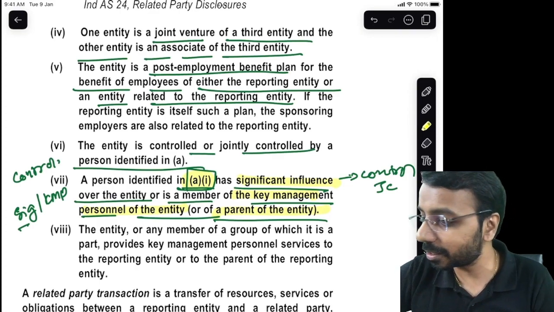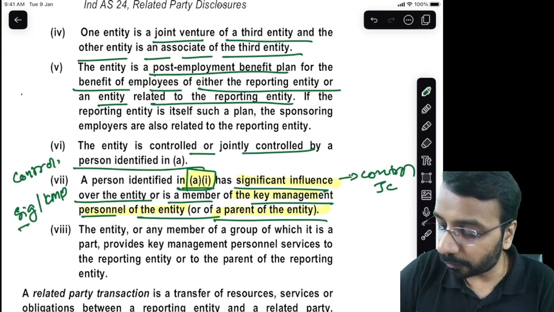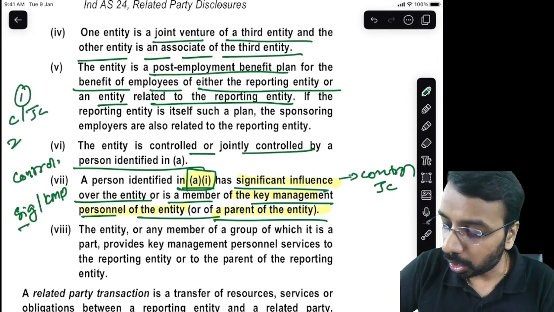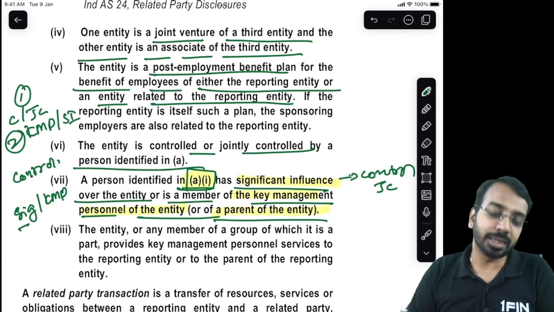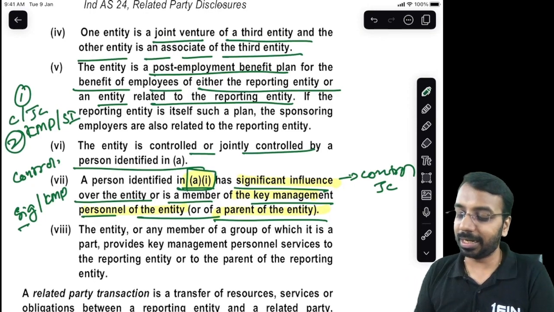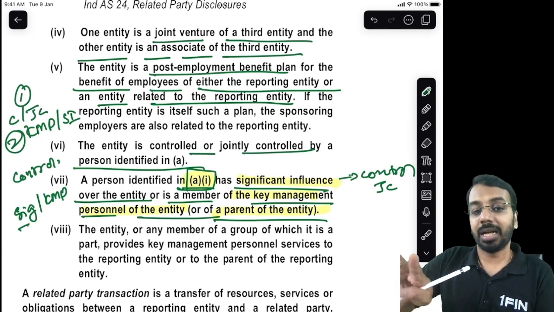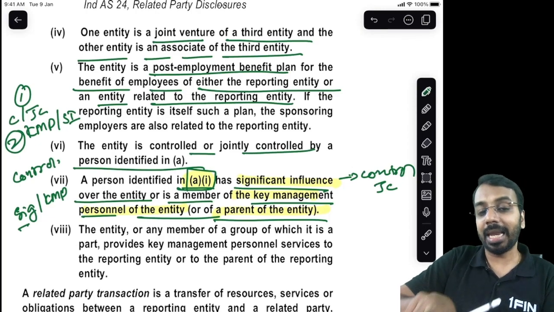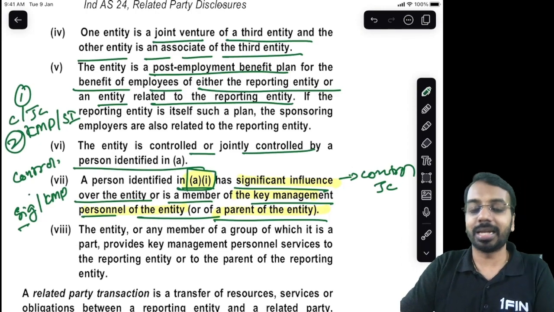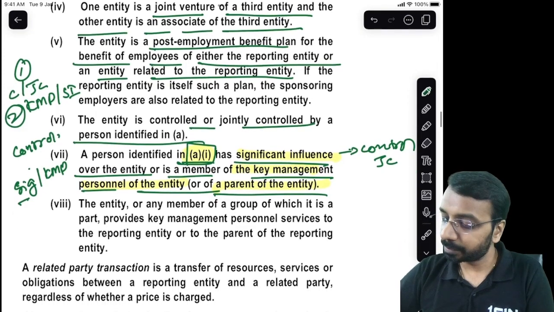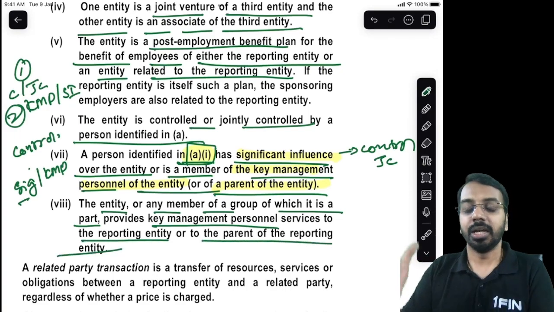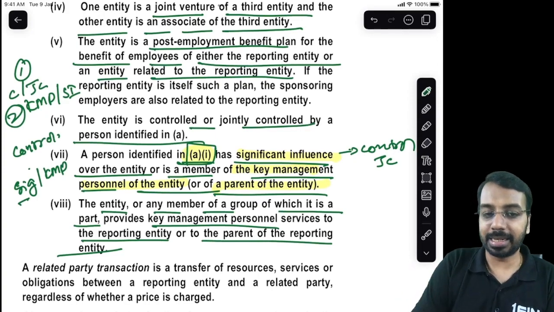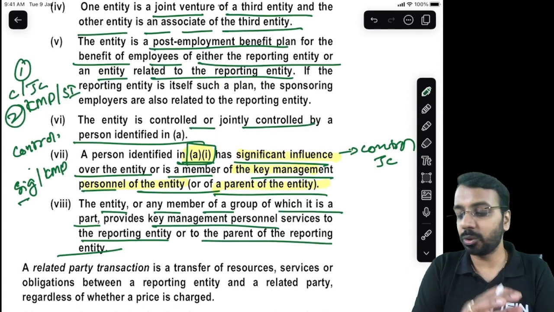Okay. So as per this clause, you have to be very careful. On the first side you have control or joint control. On the second side you have key management personnel or significant influence. Only then it is a related party. Right? Now vice versa does not work here. I am KMP of the reporting entity and I have control over the other entity. In this clause, that does not fit well. Okay. Then the entity or any member of the group of which it is a part provides KMP to the reporting entity or the parent of the reporting entity. So if someone is providing KMP to the reporting entity or the parent of the reporting entity, that is also a related party.